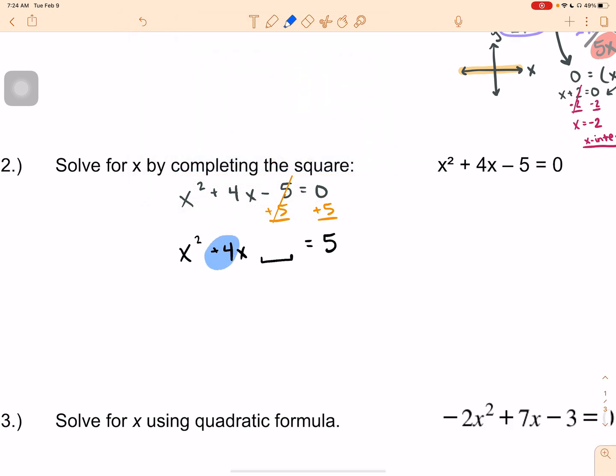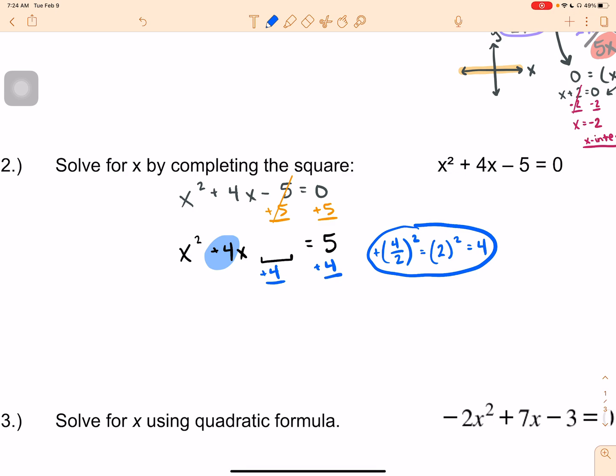So the 4 is our b, so we're going to add 4 over 2 squared to both sides. Now I'm just going to write this off to the side here so we can actually see what it is. So 4 over 2 squared, that's going to be 2 squared, which is 4. Okay, so this is what we're adding to both sides. We are adding 4 to both sides. We take half of the b and square it. So now we have x squared plus 4x plus 4 equals 9.